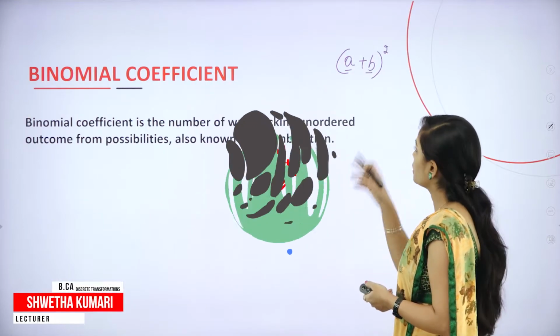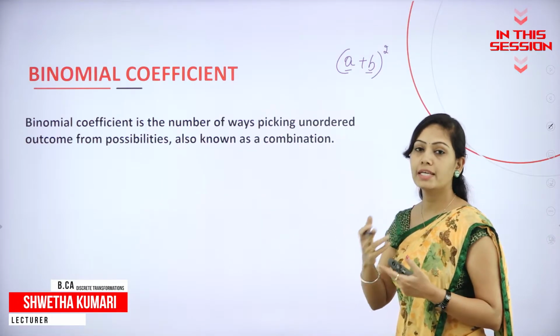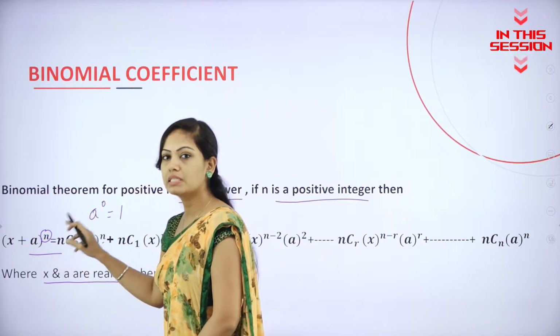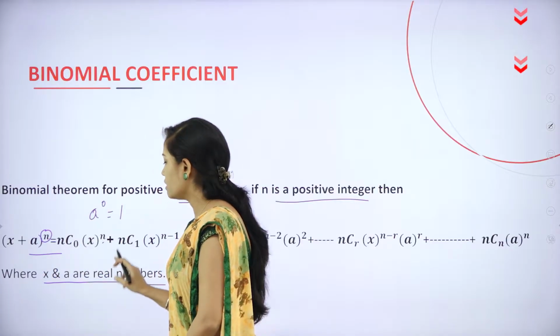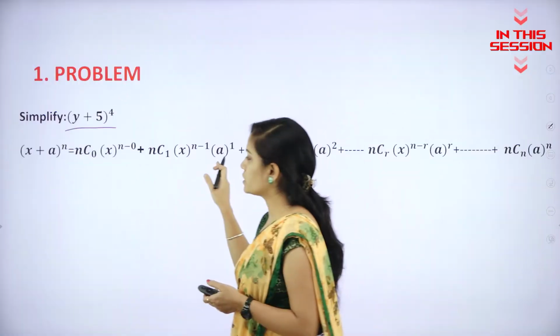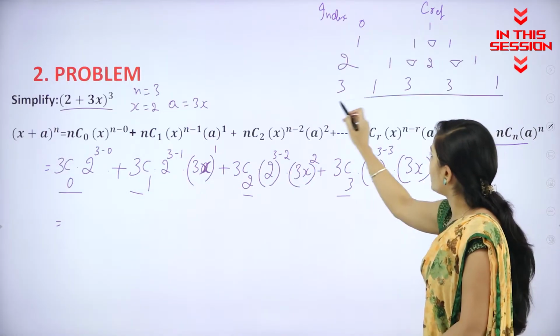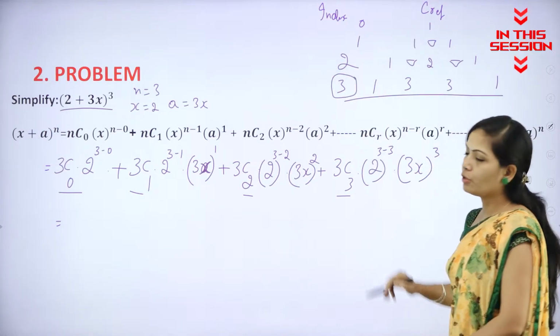Whatever the expression with two terms is known as binomial. So here in the expression I have x plus a, where x and a are real numbers. By using this binomial expansion we can expand this and find the value. So here I will apply these values for index value 3.